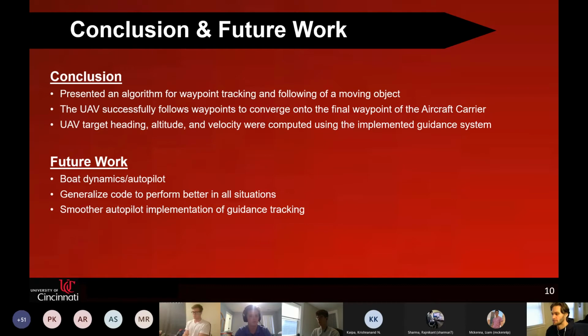Some future work that we'd like to do, we'd like to make the boat dynamics a little bit more realistic, add in some more factors there, so some degrees of freedom. And then we'd also like to create an autopilot for the boat so that the user can input an area that you'd like the boat to travel to, so that the autopilot of the UAV can then follow the autopilot of the boat to land in a specific location.